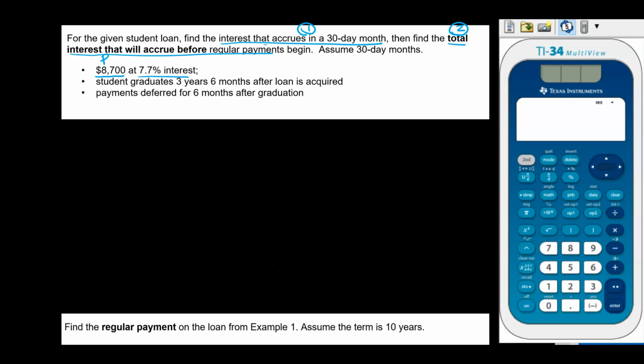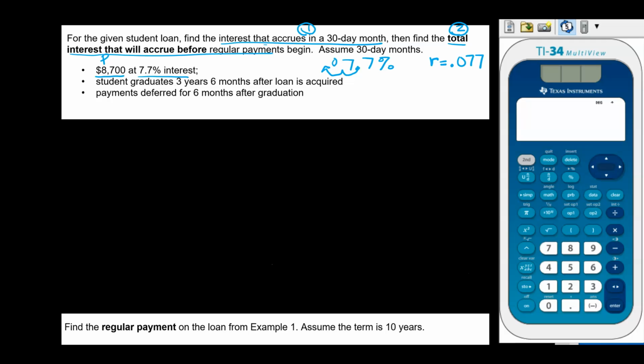Before we jump into the actual problems, I just want to convert this percentage. We have a 7.7% interest rate. I want to convert that to a decimal because in all of the formulas, the rate, the lowercase r variable, should be in the form of a decimal. So we're going to take our decimal point and move it 2 spots to the left, and put a 0 in the placeholder, and that gives us 0.077. So we've got our P value, 8,700, and a 0.077 rate.